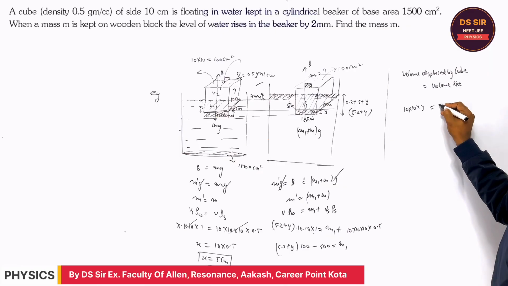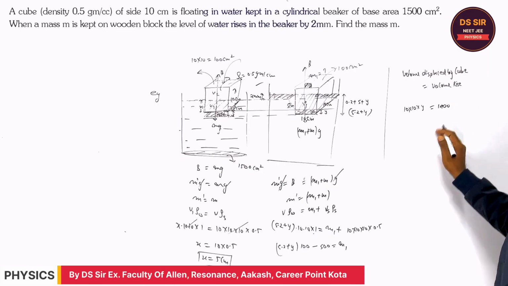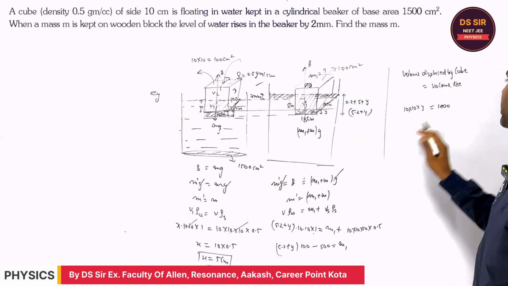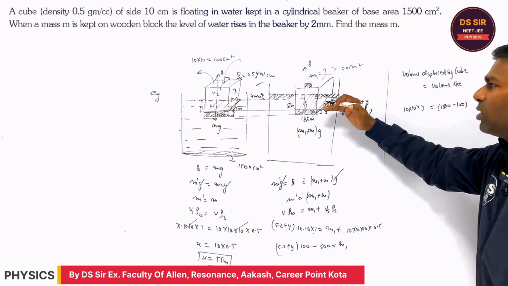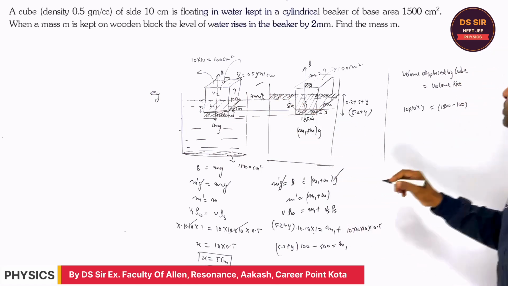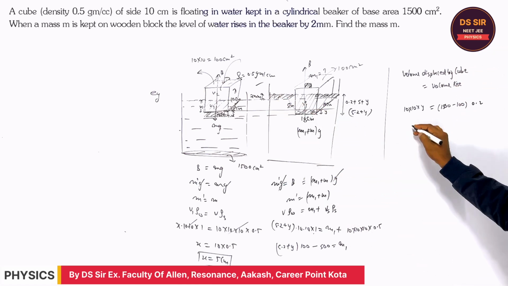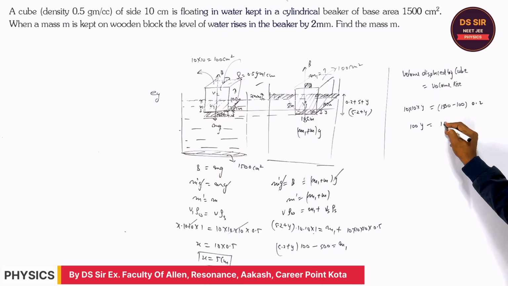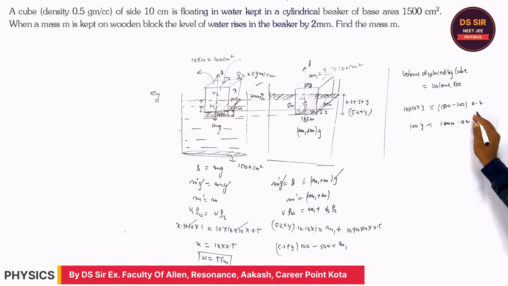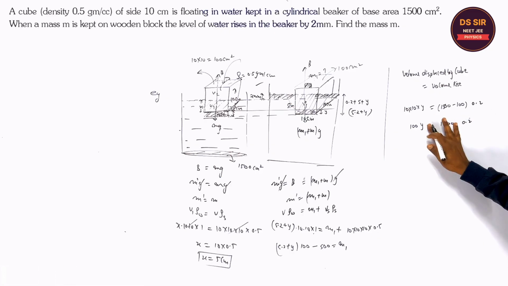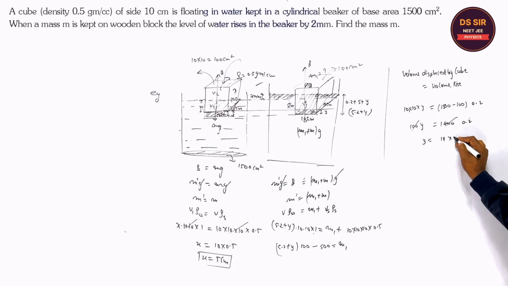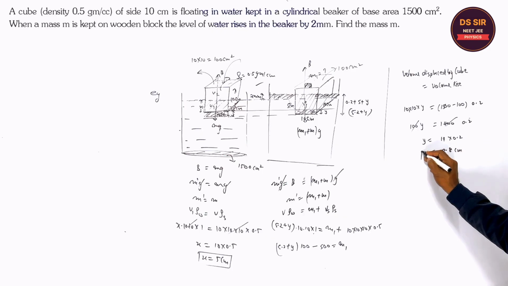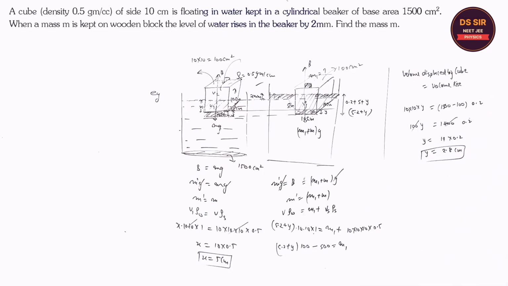It is equal to 1400, right? 1500 minus 100. I am writing this side, 1500 minus 100. And what is the length rise? It is 0.2, right? So it is 100 y equals 1400 into 0.2. So y is equal to what? It will cancel out. 14 into 0.2 is equal to 2.8. This is the value, y is 2.8 centimeter.